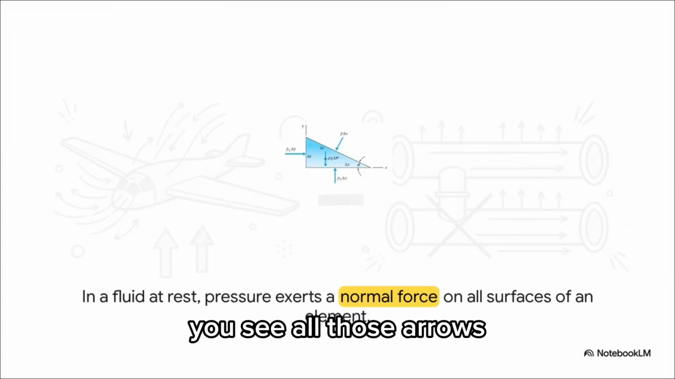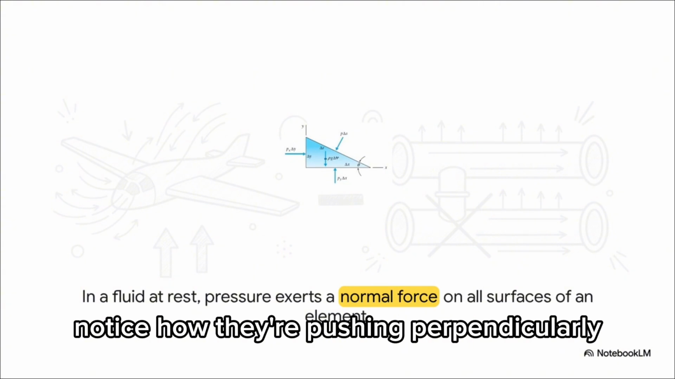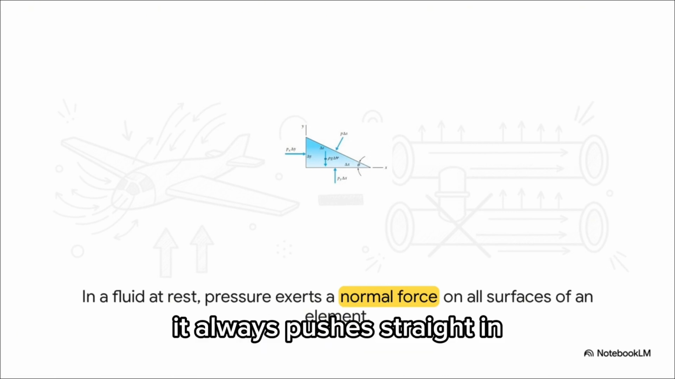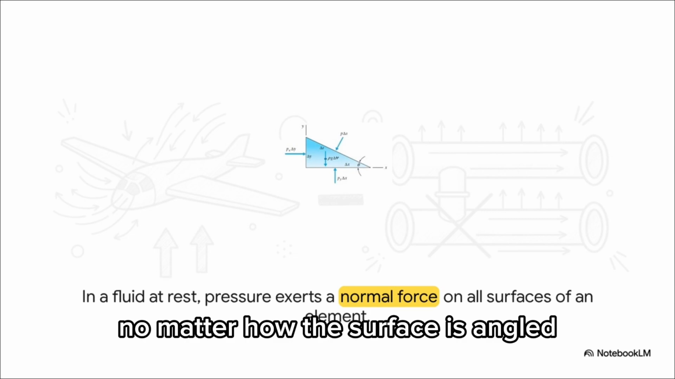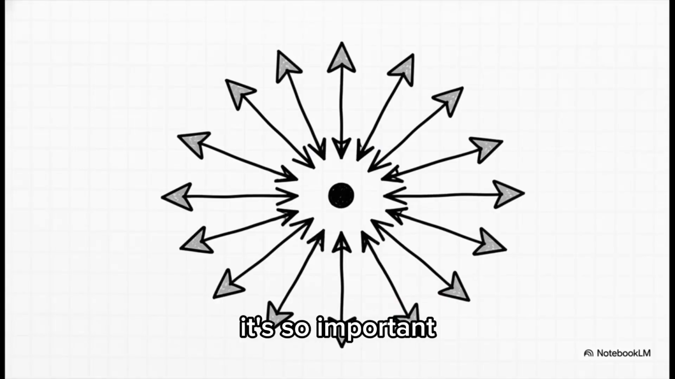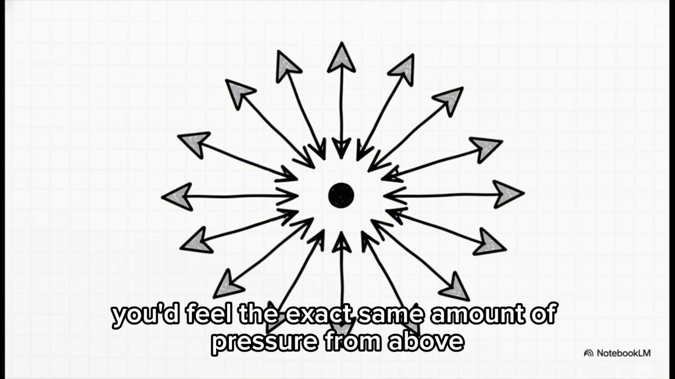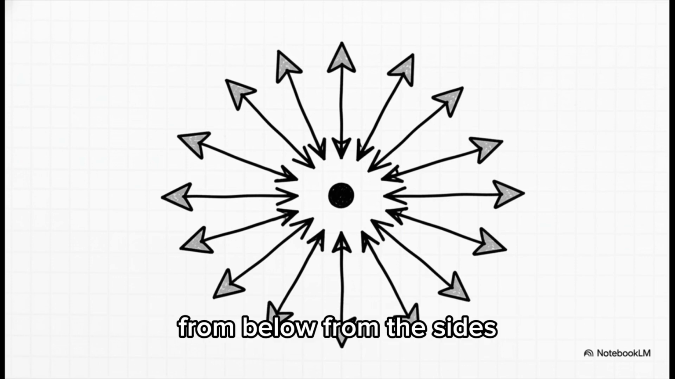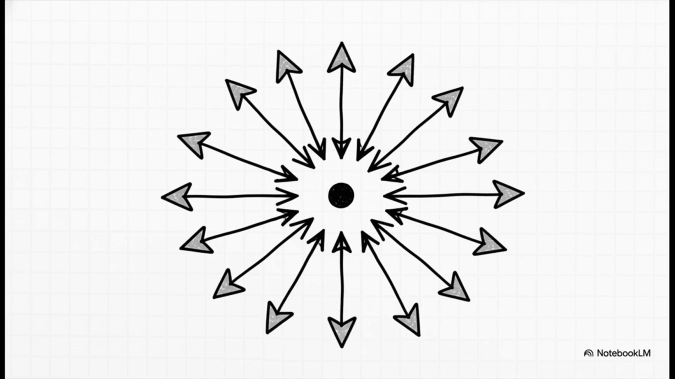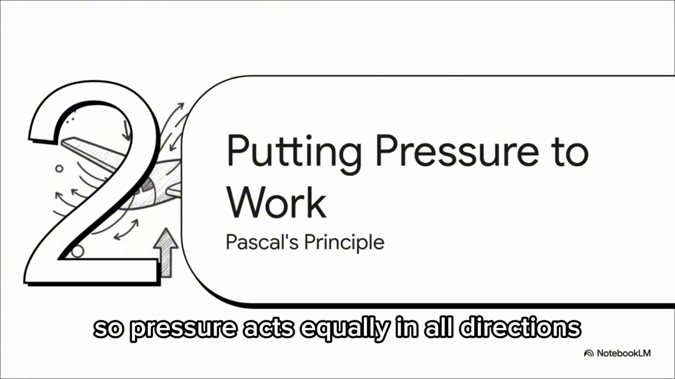You see all those arrows? They show exactly how pressure works. Notice how they're pushing perpendicularly against every single surface of that little element. Pressure doesn't push sideways. It always pushes straight in, no matter how the surface is angled. And this right here is a golden rule. It's so important. If you could shrink down to a single point inside a fluid, you'd feel the exact same amount of pressure from above, from below, from the sides, from everywhere. It acts equally in all directions. That's a huge takeaway.